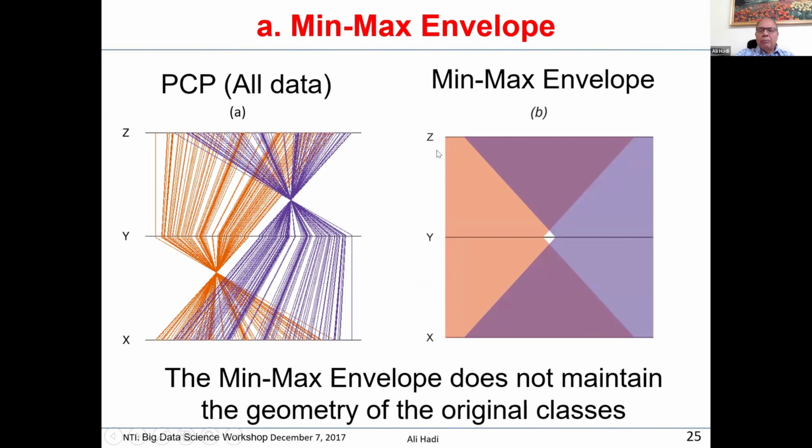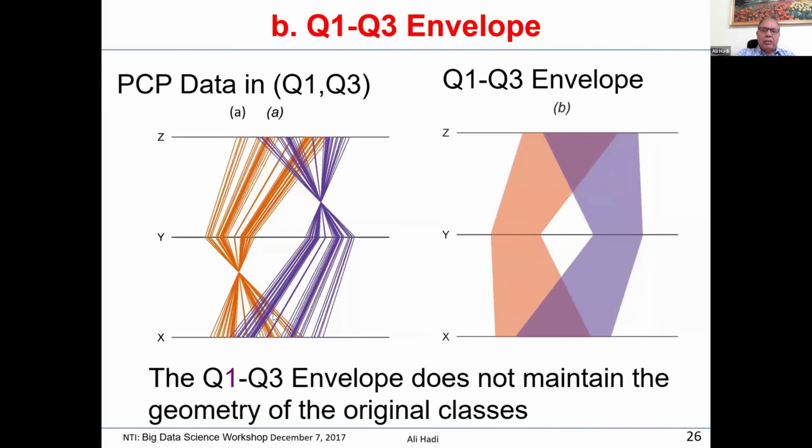If we plot only the minimum and the maximum, so for variable z, this is the minimum here, and the maximum is here. For one class, for the other class, this is the minimum, and this is the maximum. When they overlap, as you can see, they get different colors. So the min-max envelope does not maintain the structure of the original data. In other words, it's not clear how many classes there are, even though, again, variable y has separation here between the two classes. So the min-max does not maintain the original structure.